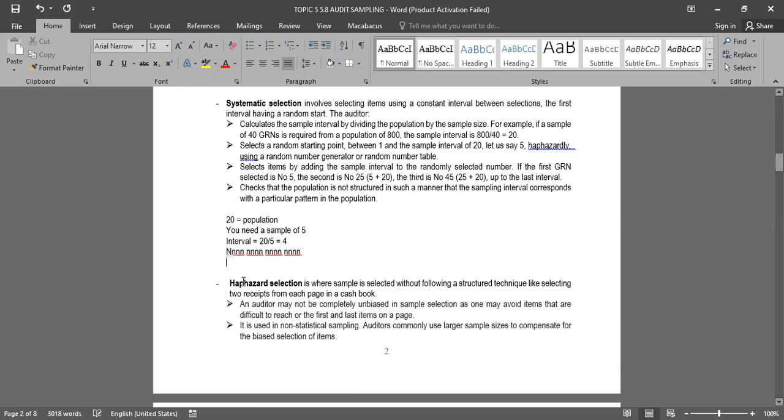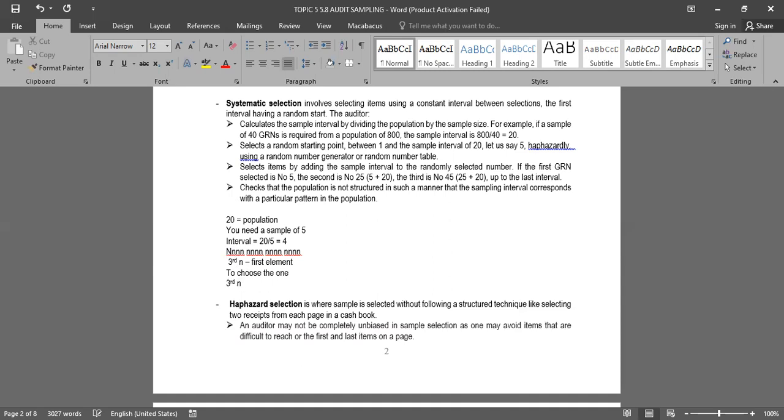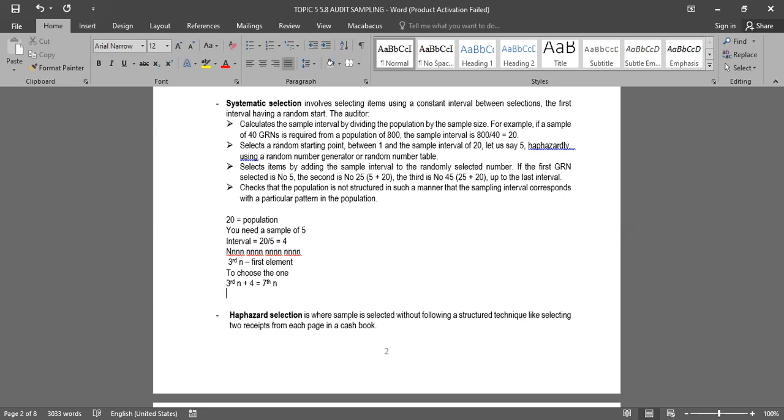The way you choose the first person is at random, from the first group. So assuming I choose this third person here, the third one is my first element of the sample. Now to choose the next one, you're going to get the third and add the interval 4. So this will give us the 7th. So far in my sample I have the third and the 7th as part of my sample.